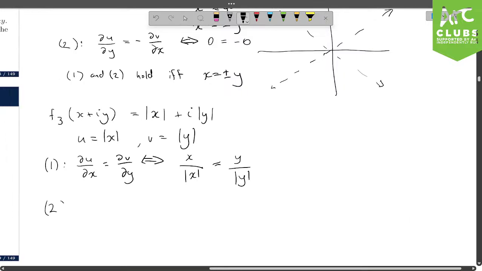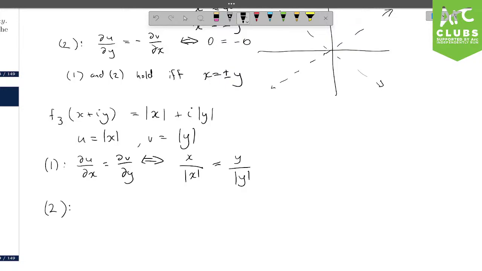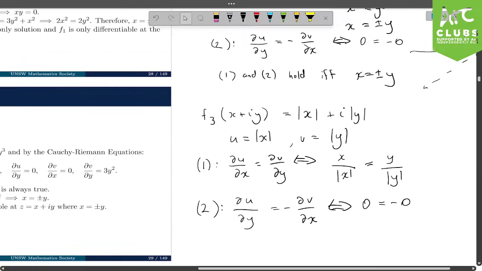And let's just write out the second one real quick. The second one will again actually turn out to be equivalent to 0 equaling 0, right? Because our function u has no terms dependent on y. So delta u over delta y is equal to negative delta v over delta x, which is equivalent to 0 equaling negative 0.